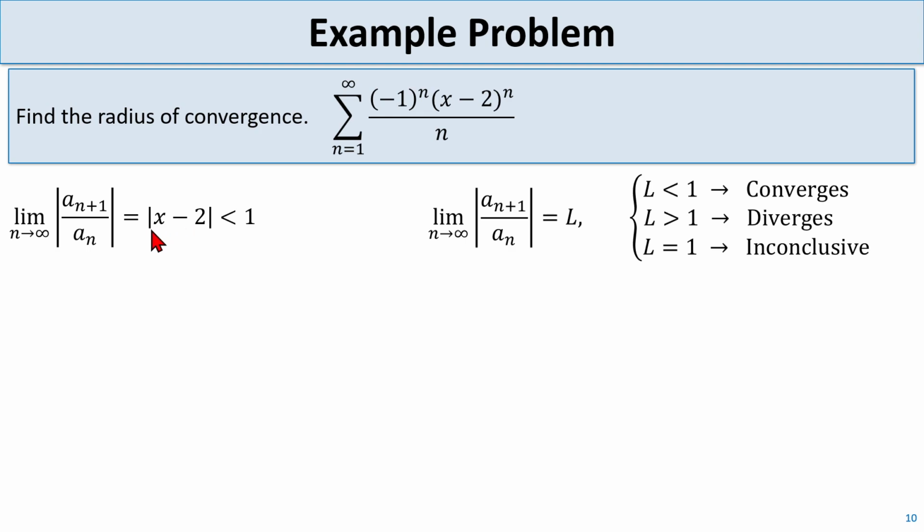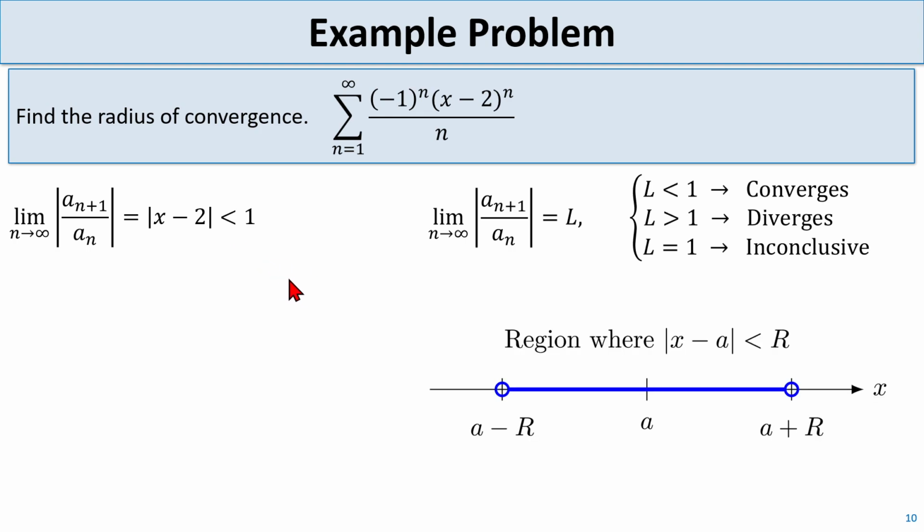So we're thinking about the values of x that satisfy the absolute value of x minus 2 is less than 1. In these power series problems, you get expressions like this a lot, so I want to look at a slightly more general version of this and think about it from a geometric perspective. The values of x that satisfy the absolute value of x minus a less than r look like the following if you draw it on the number line.